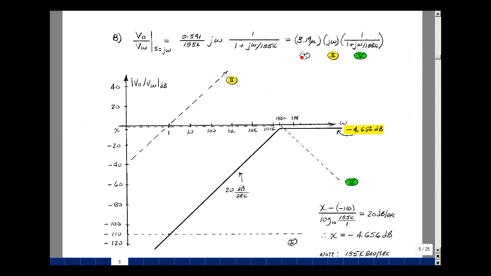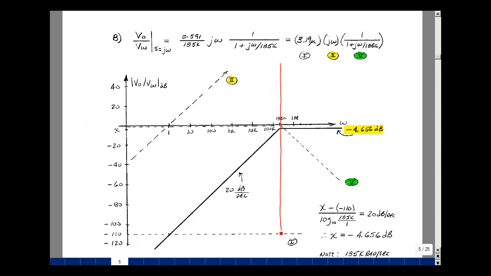The 20 log of 3.19 times 10 to the minus 6th turns out to be minus 110 dB. So here's a dashed line for the form 1. Form 2 passes through 1 radian per second with a slope of 20 dB per decade. So 1 decade changing of 20 dB. And lastly, the form 5 is 185 kiloradians per second. So we're going to then go to that frequency and then drop at 20 dB per decade. Now I'm going to add up the curves.